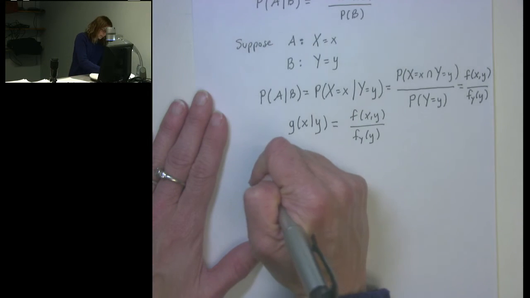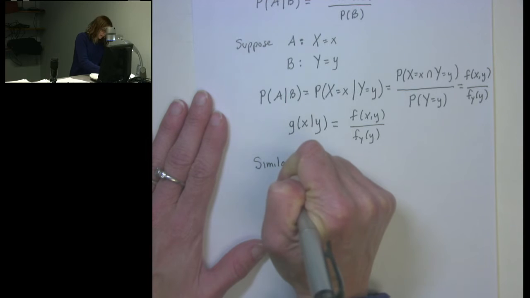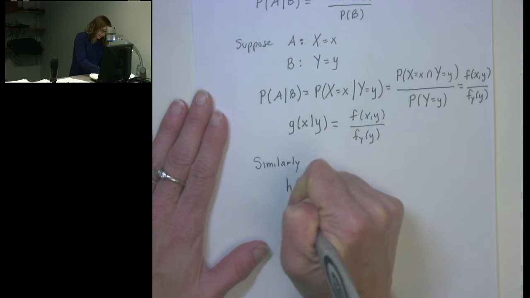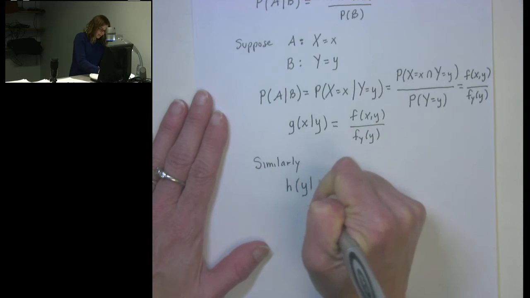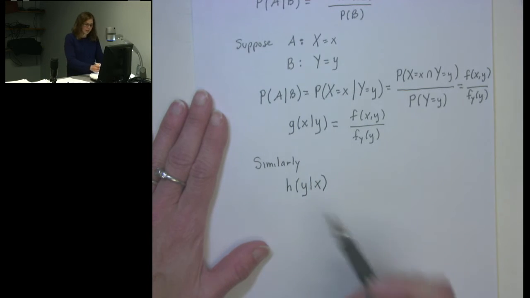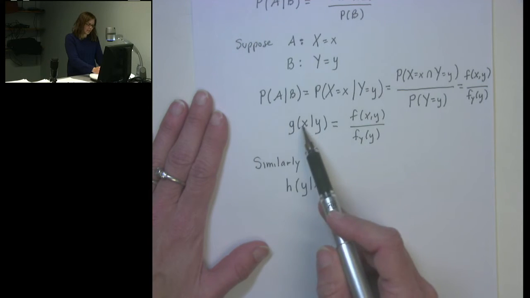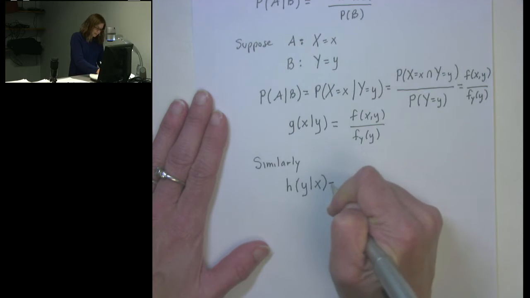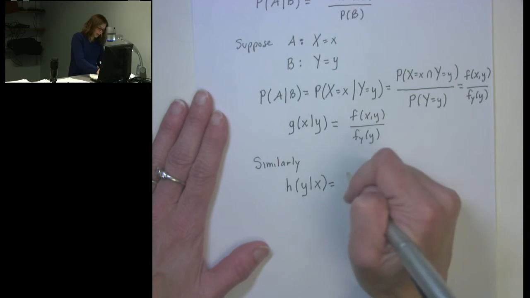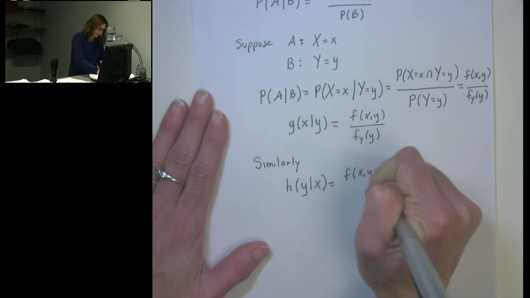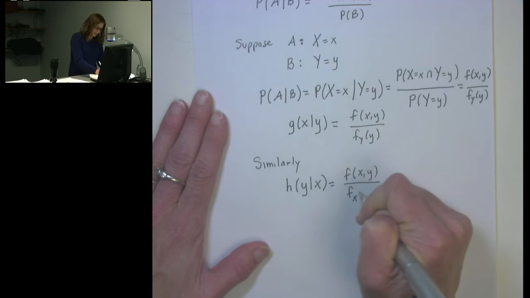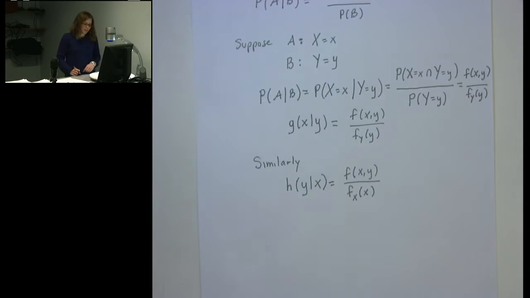Similarly, if we're interested in the conditional distribution of y given x, and our book chooses to use G for the conditional of x given y and H for the conditional of y given x, we just reverse the roles of x and y. We take our joint divided by the marginal distribution of x. And that would be our conditional distribution.